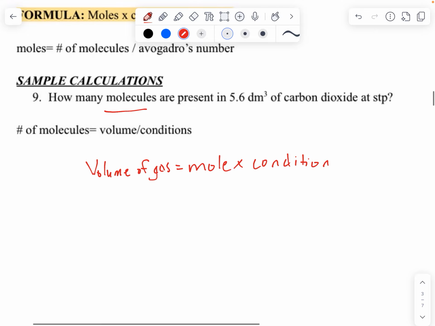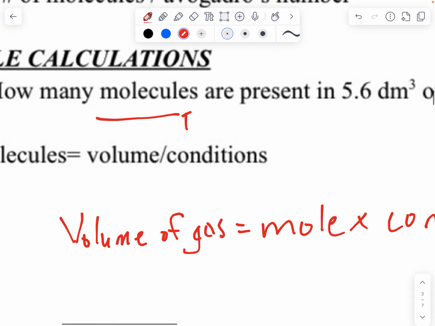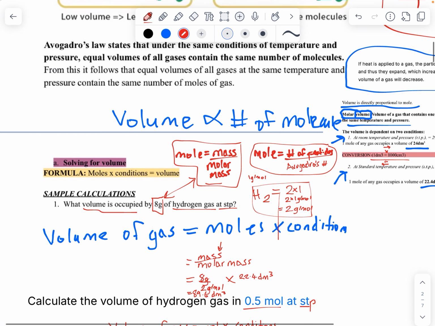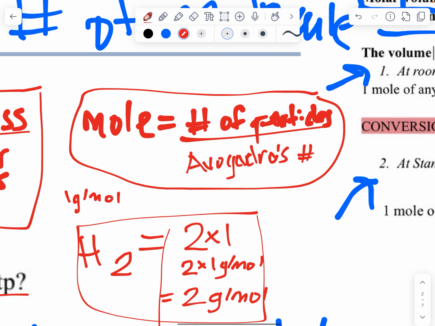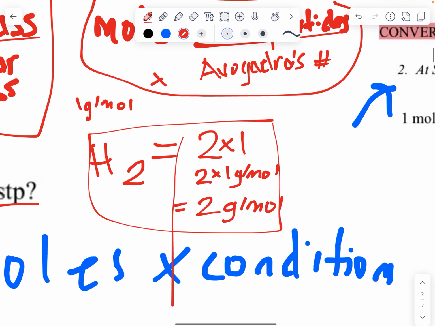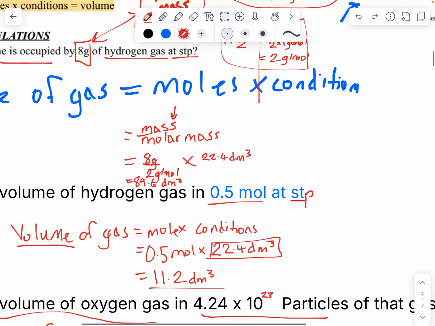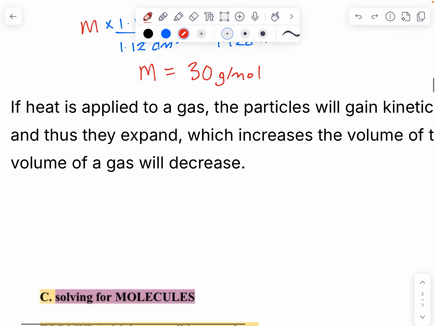Right? Now what we're solving for is molecules. That's what we're solving for. How many molecules? And remember that molecules are a type of particle. And the only equation that we know relates mole and particle together is mole is equal to number of particles divided by Avogadro's number. So let us use that equation right here. So mole equal number of particles divided by Avogadro's number.